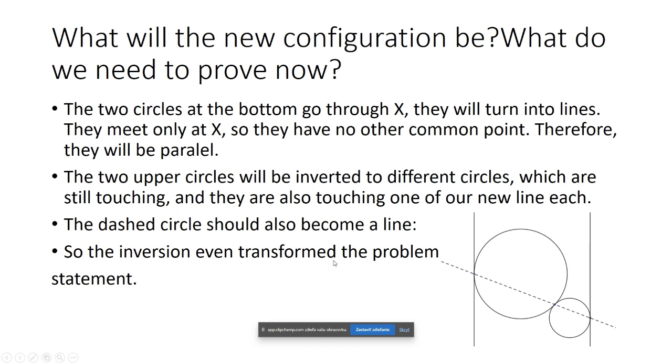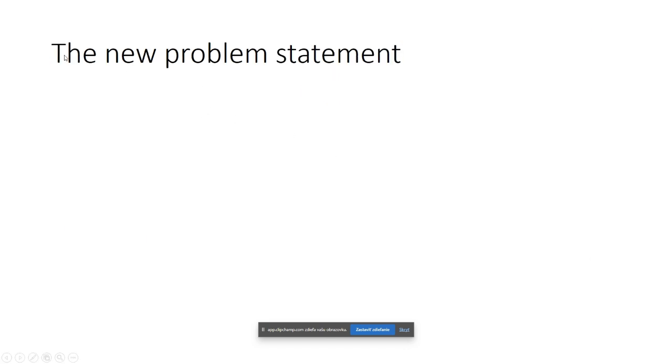Okay, so when using inversion, you almost always have to think about what the problem statement you want to prove becomes. Okay, so now we got a statement consequently transformed into a collinearity. And so let's see how you would prove this one.